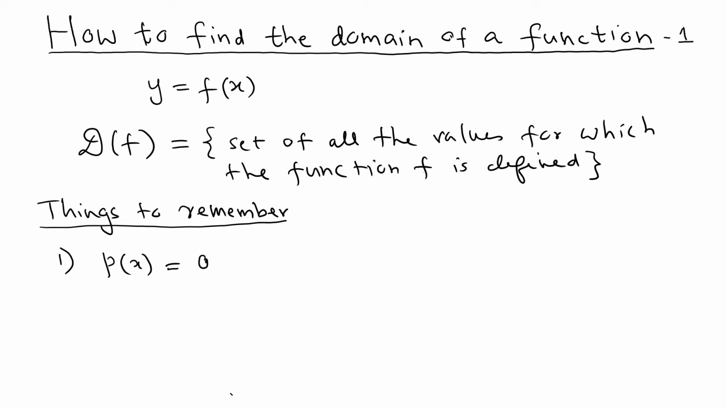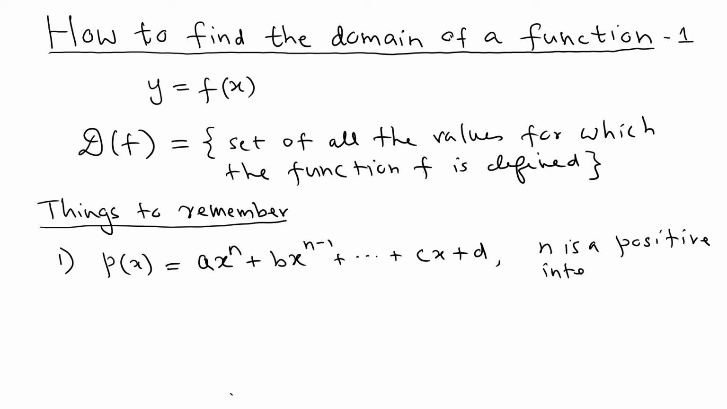So there's a number and then x to an integer power, plus another number times x to the n minus 1. The power goes down. These kinds of functions are what we normally call polynomials, and then cx plus d. So the condition is n has to be a positive integer or 0. If it is 0, you get the constant function.